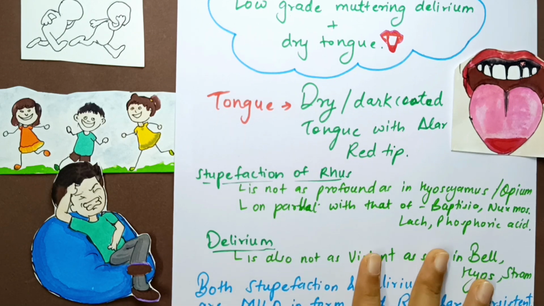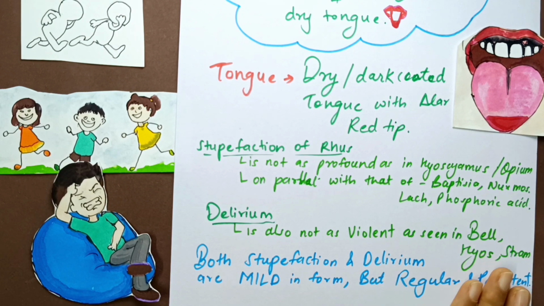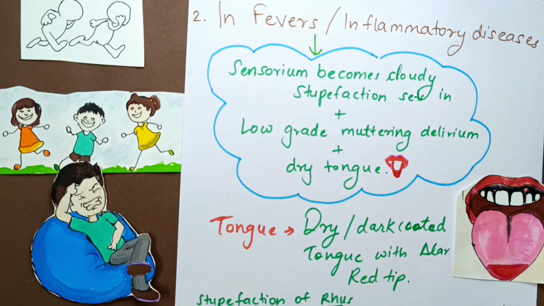Now coming to delirium, the delirium is not as violent as is seen in Belladonna, Hyoscyamus, and Stramonium. All these three belong to the Solanaceae family, where fear is the main factor. Even in the delirium you will find them talking somewhere about fear; it has to boil down to fear. And since there is fear, there will be violence. That is what we see in these remedies. But in Rhus Tox there is no such violent delirium, but there is this low grade muttering delirium.